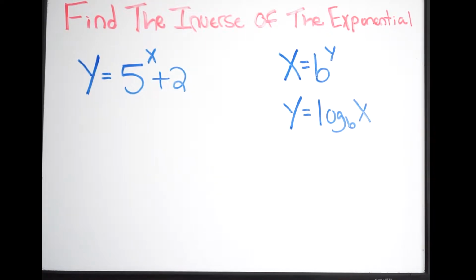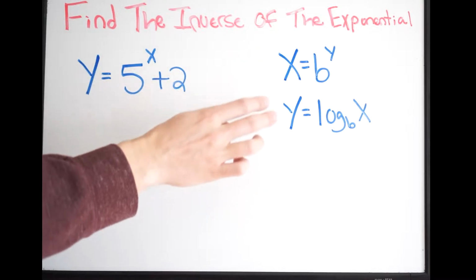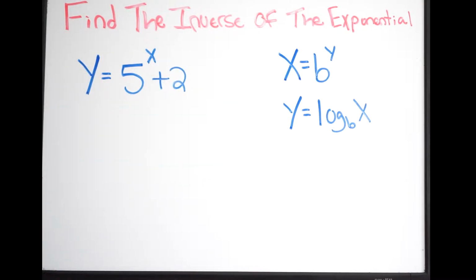Okay, so in this example we're being asked to find the inverse of the exponential. Now it's just important to understand that the inverse of an exponential is simply going to be a logarithm, okay? And vice versa. The inverse of a logarithm is going to be an exponential. So I have the formulas we're going to use from going from exponential to logarithm, right? And this can be used going from logarithm to exponential as well.